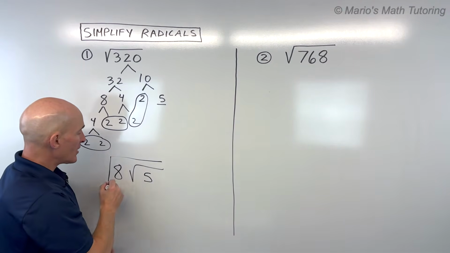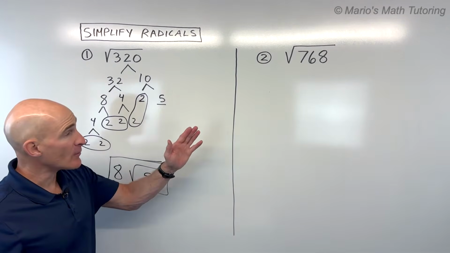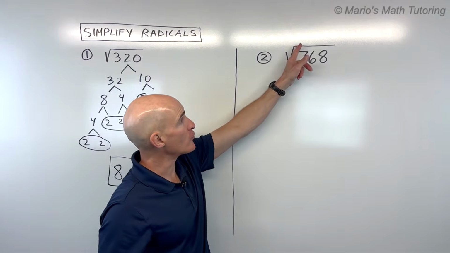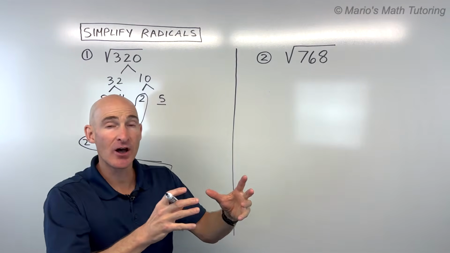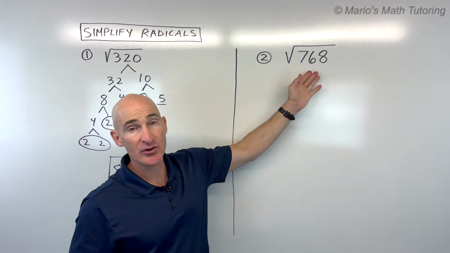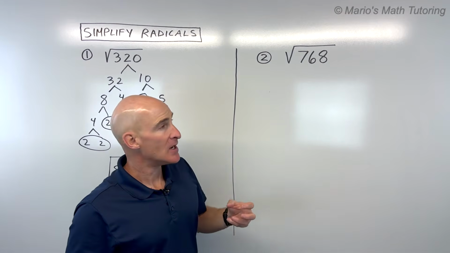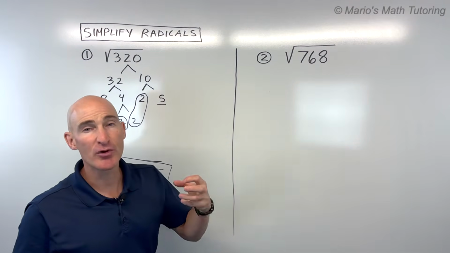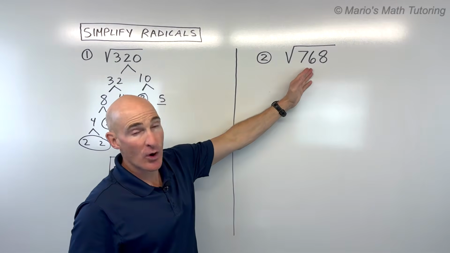So let's take a look at another example and see if we can make this a little bit clearer for you. So in number 2 now, we're trying to take the square root of 768, meaning what number times itself is 768. Now there isn't an integer times itself that gives 768, so what we're going to do is try to simplify it a little bit further, pulling out those perfect squares like I showed you over here. Now this is quite a large number.